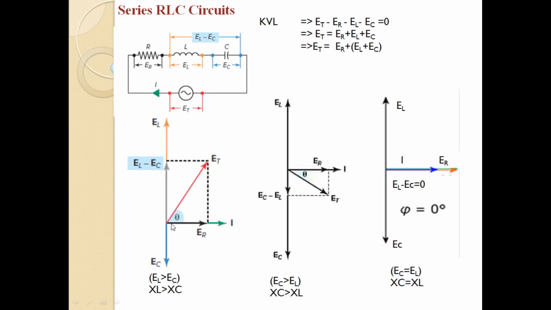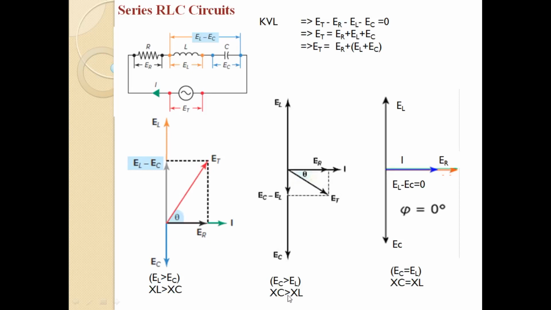So now you can see that the resultant ET is obtained by the sum of this phasor ER and this phasor EL minus EC. Now if you add these two phasors vectorially, you get the resultant as ET, which is leading with respect to the current through the circuit by an angle of theta.